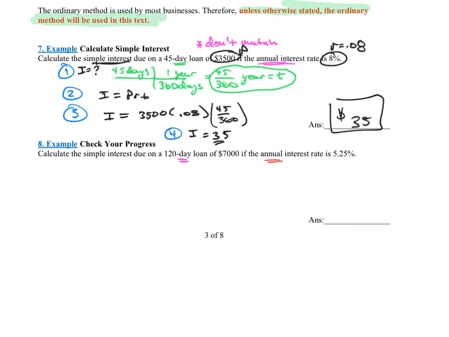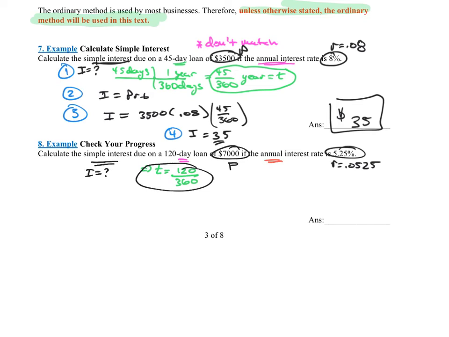Because they don't match, we have to convert the time. So my time here would be 120 over the number of days divided by 360 days a year using the ordinary method. So that's T. P here would be 7,000. R here would be the interest rate, which is 0.0525. That's step one. Oh, sorry, they want the simple interest, right? So we don't know what I is. Okay. So that's step one. Step two, again, write down that formula. Yes, you need all these steps. I equals PRT.